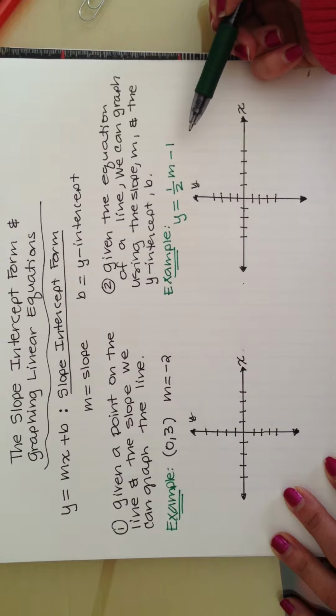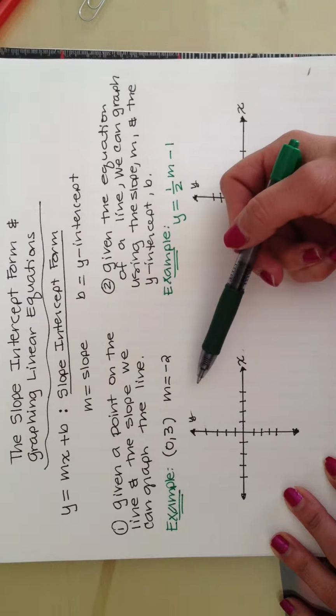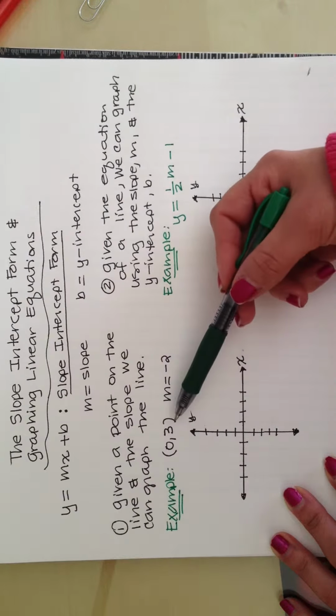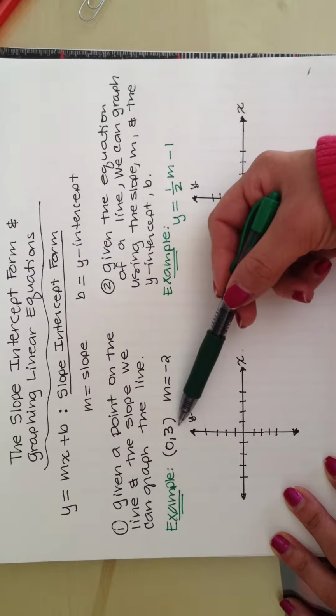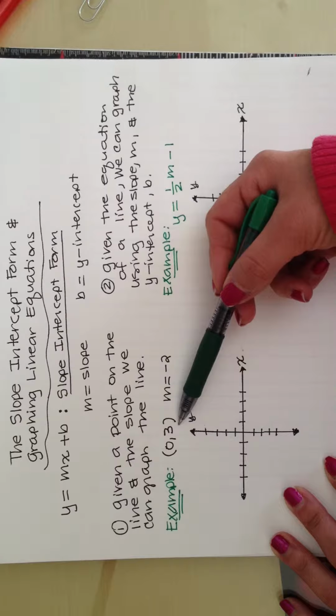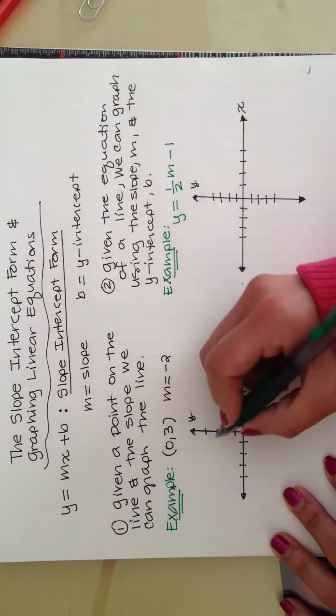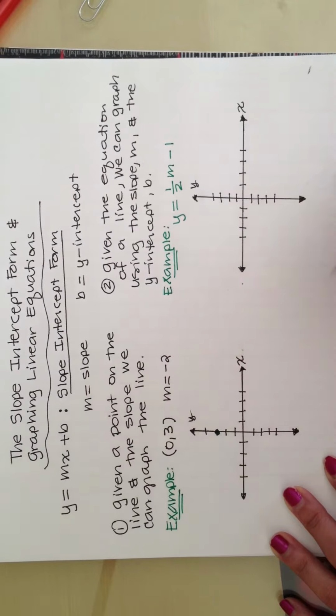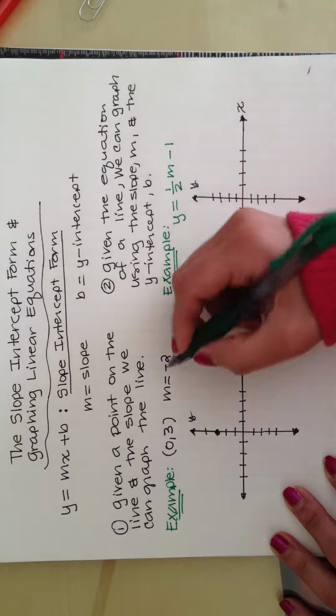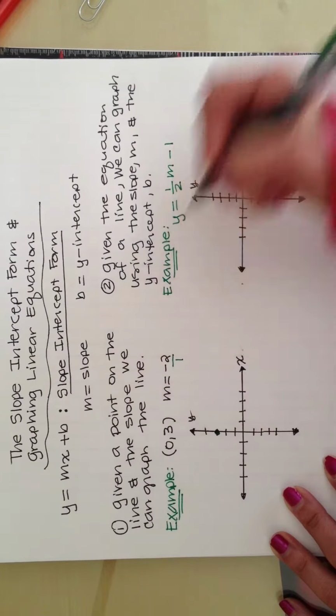So essentially, for the first example, we're going to start by graphing our point, which is (0, 3). In this case, this point is a y-intercept, and it's located on the y-axis right here at (0, 3). And then we use our slope, -2. You can also write -2 over 1.